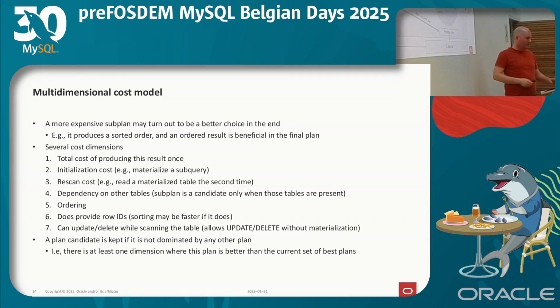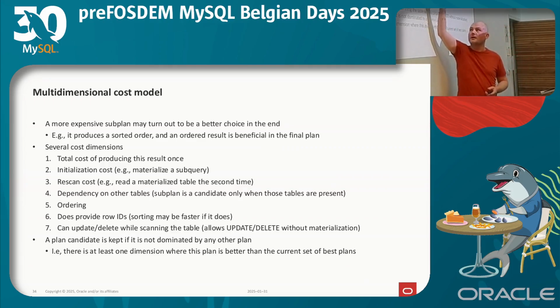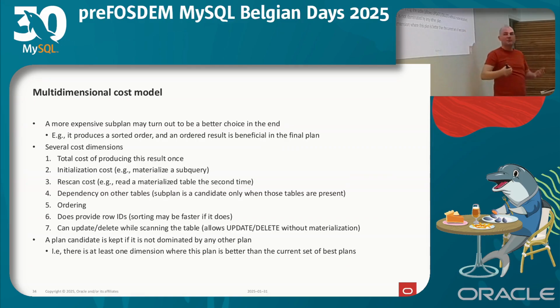But you came onto a point there: what is better. We have a multi-dimensional cost model. We have 7 dimensions at the moment. It may grow to more. So what I talked about earlier was the total cost. The total cost is really what we're trying to reduce here. That's the expectation of execution time. But we also have initialization costs. So if we have the inner side of a nested loop join, we will read that part many times.